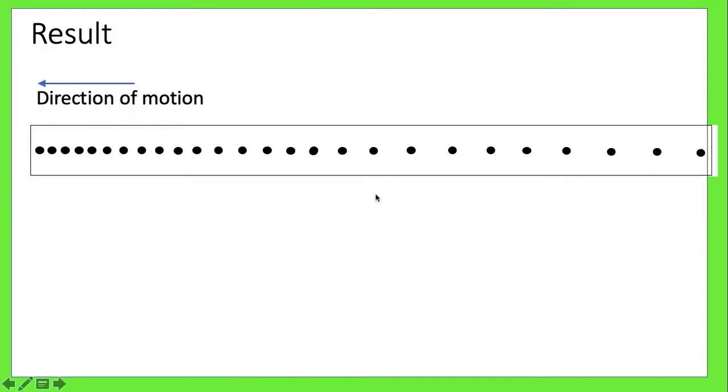So here is how you can identify the movement of the trolley based on the pattern and the distance of the dots made by the ticker timer.